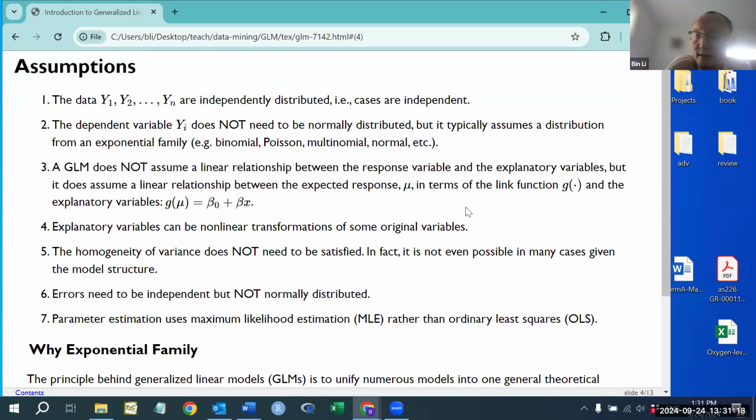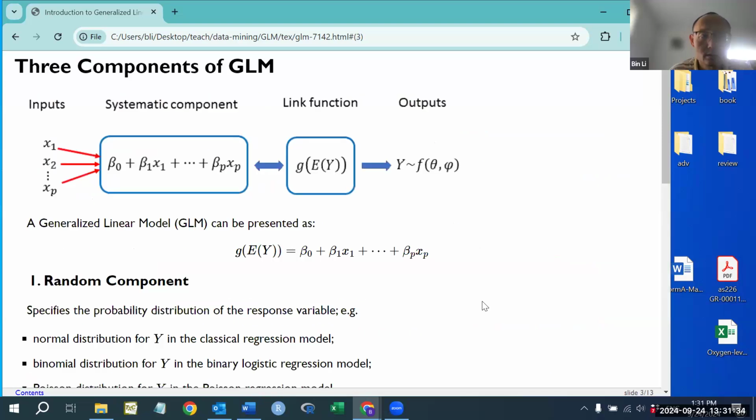Okay, let's start class. Last time we started generalized linear models, and today we will continue to talk about generalized linear models. I think we stopped here last time. We discussed the three components of generalized linear models.